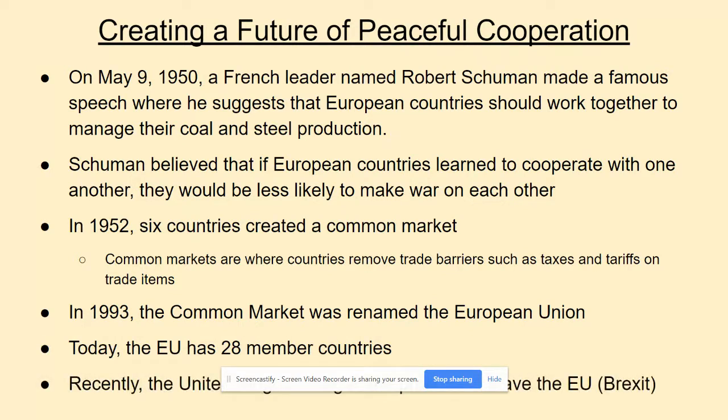So recently, the United Kingdom has decided, though, that they wanted to leave the European Union. So back in 2015, I believe, there was a vote in Great Britain that was open to the public and asked them if they would want to leave the EU or stay in the EU. People voted to leave the EU. This is known as Brexit, or British exit from the European Union. And this is something that's getting a lot of attention because the United Kingdom is the very first country ever in the history of the EU to make a decision to leave the EU.